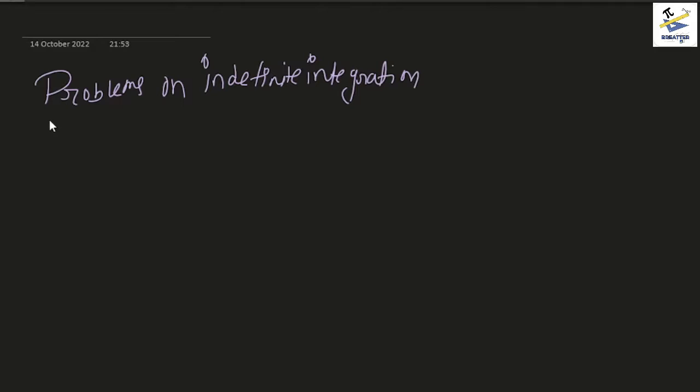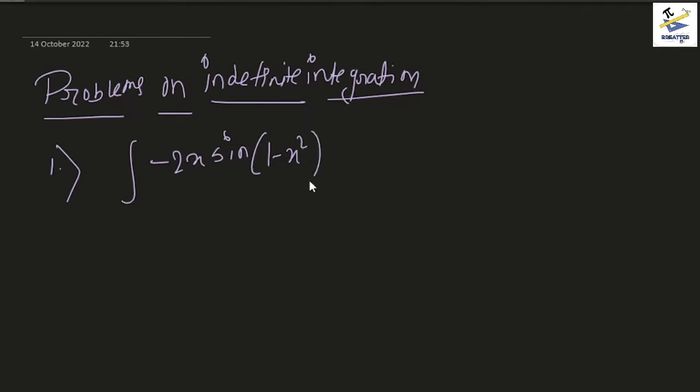So, problems on indefinite integration. For the first problem which we are going to solve: integral of minus 2x into sine of 1 minus x square dx. So what I want you to do is to pause the video for a minimum of 2 minutes to a maximum of 10 minutes and figure out all the details yourself, and if you can, resume the video then. Otherwise I'm going to give you 10 seconds here and I will start solving after 10 seconds.